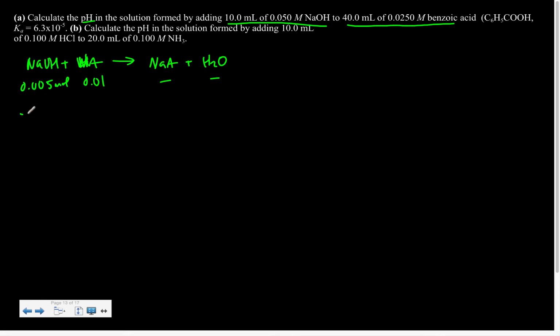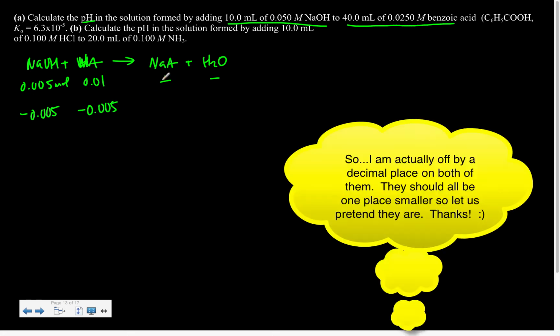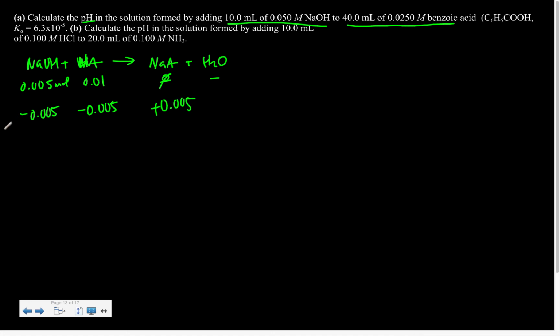Which means that we're going to lose 0.005 of this, and we're going to lose 0.005 of this. I should have said 0. And we're going to gain 0.005 of this, which means that this is going to be 0, and this is going to be 0.005. Yes? Moles.